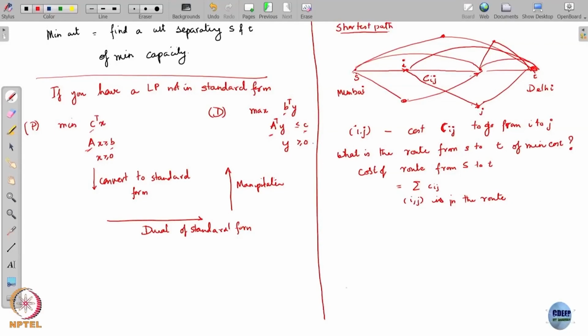The shortest path problem simply says I want the shortest path to go from S to T. When I travel on any edge or link on the path, it costs me something. There is a certain toll or fee that I have to pay, but the capacity is virtually infinite. Any amount of flow can go on.